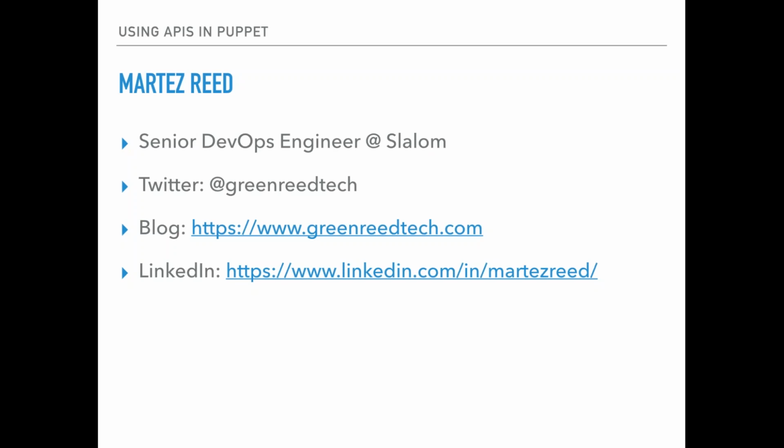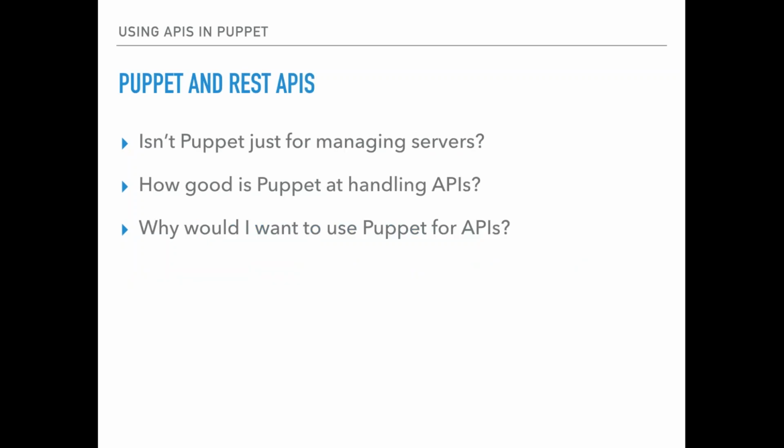We're going to step into a little background or thought process around it. As I was putting this together, one thing struck me: isn't Puppet just for managing servers? And traditionally it really is. You install a Puppet agent on the node and it pulls down the manifest and configures the server as you've declared it. So why would I then want to do APIs with Puppet?